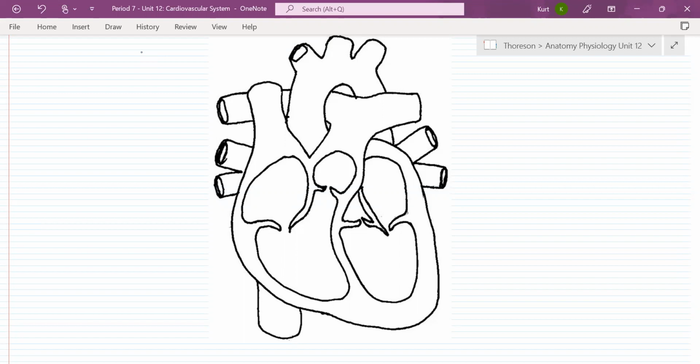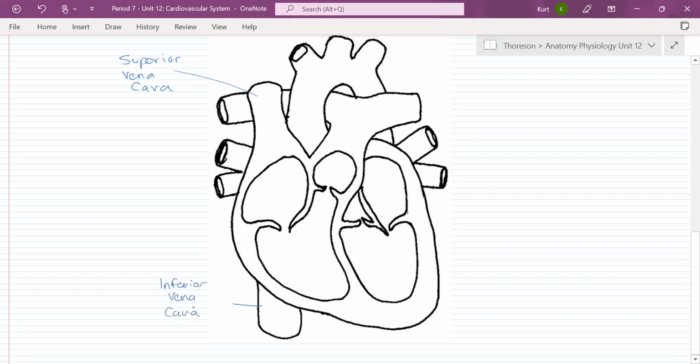Sam? Okay, the vena cavas. How many are there? What are their names? Which one is on the top of your heart? Right. Superior means above, inferior means below. So here is the superior vena cava. Down here we have the inferior vena cava.